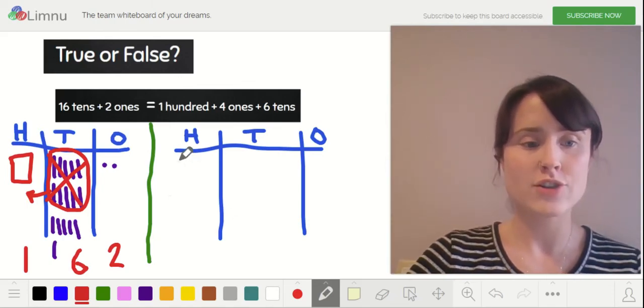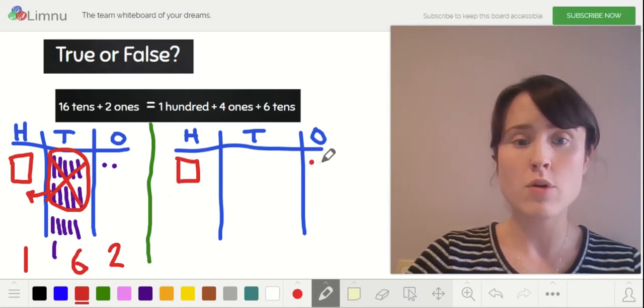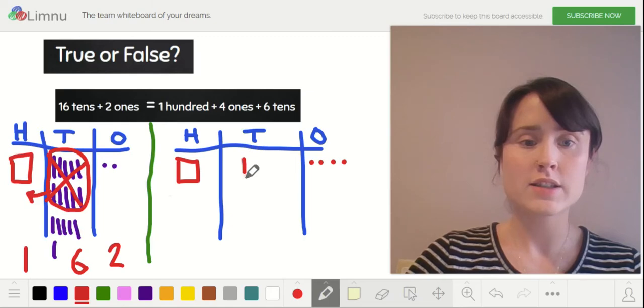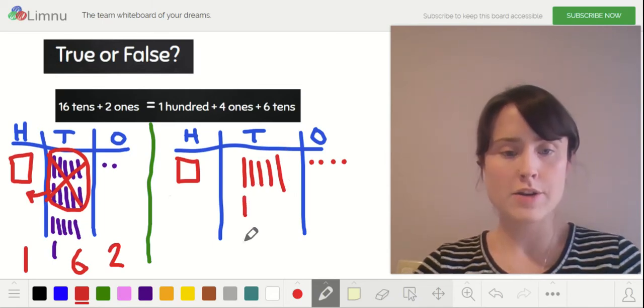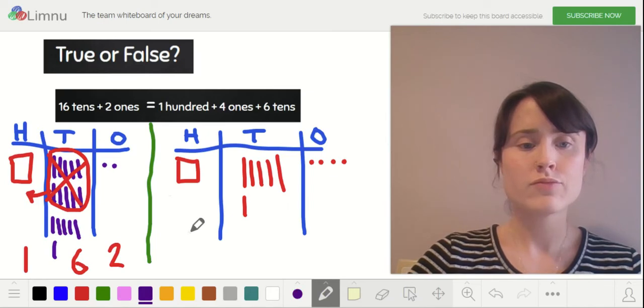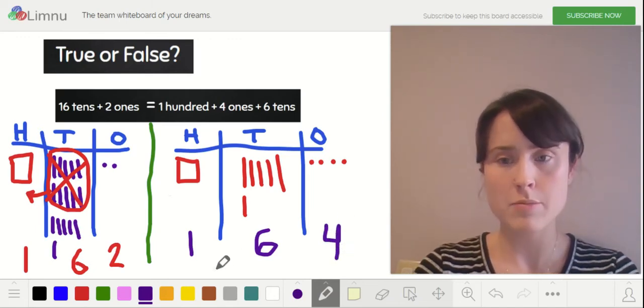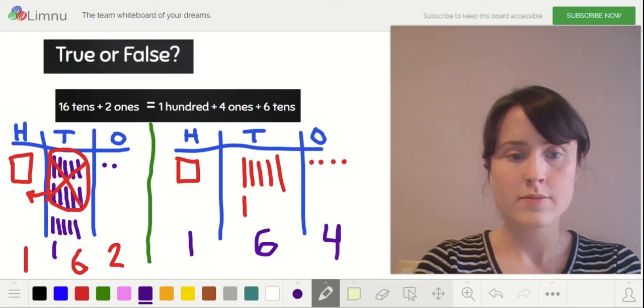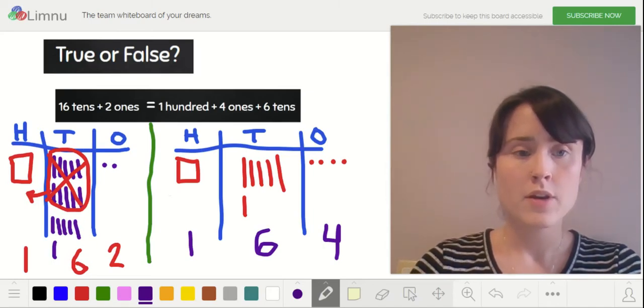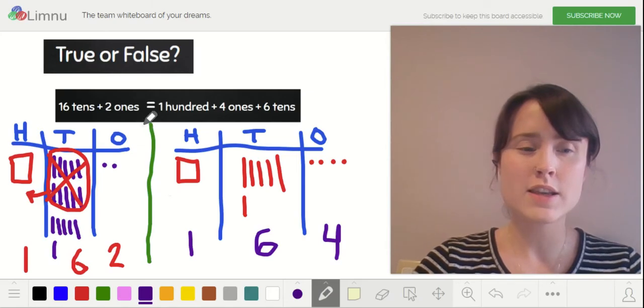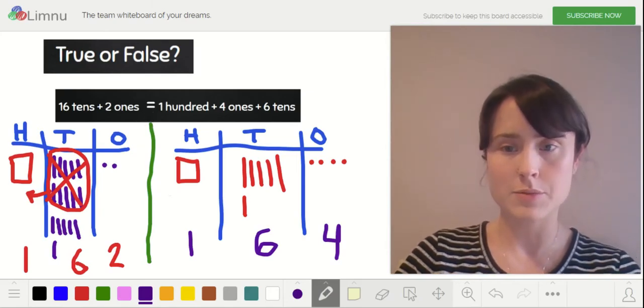So go ahead and sketch 100. Be careful of 4 ones and 6 tens. All right, let's count up what we have. 1 in the hundreds place, 6 tens, and 4 ones. How do we read that number? 164. Okay, so now we need to read left to right to see if this is a true number sentence or a false number sentence.